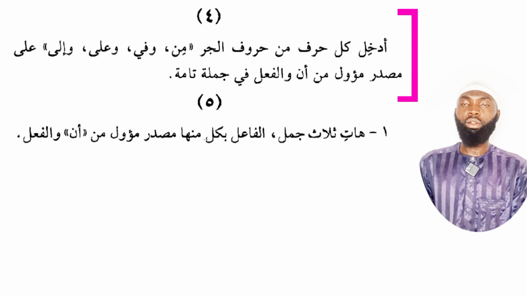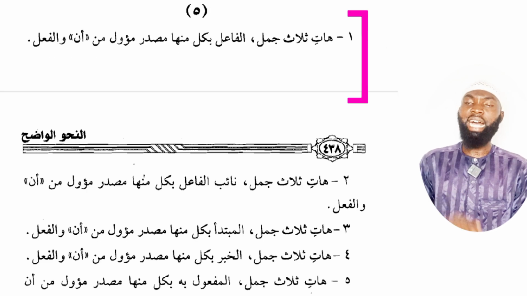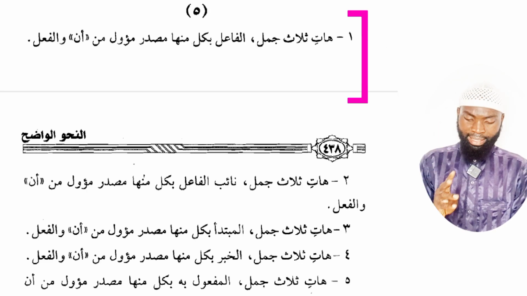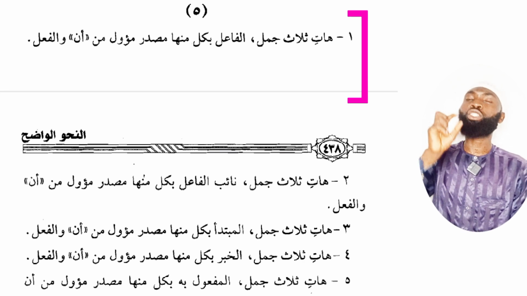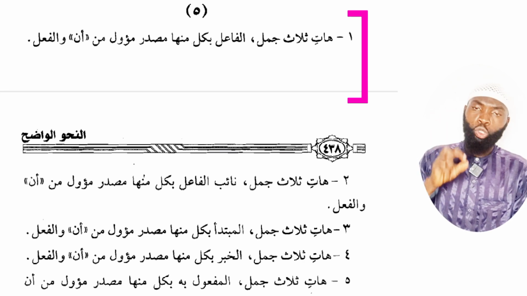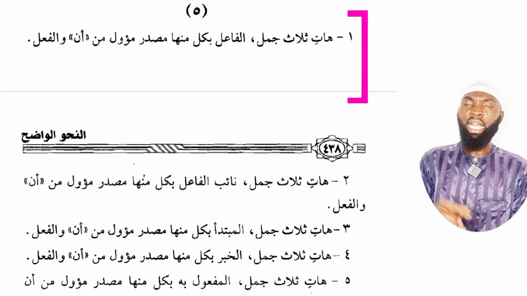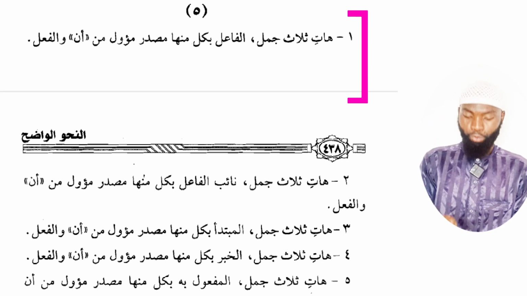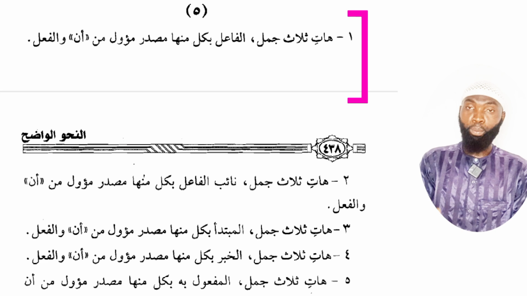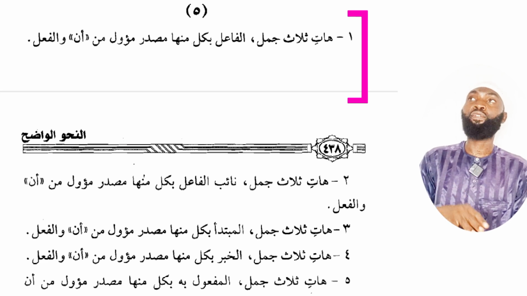Now we have Tamrinul Khamis as number 5. The first one says Hati thalatha jumalin. Bring 3 sentences. Al-fa'ilu bi kulli minha masdar mu'awwalun min an wal fa'il. The subject in each of them should be a masdarun mu'awwal. I can say tuhibbul ummu an yanama tiflu. You can see tuhibbul ummu an yanama tiflu.